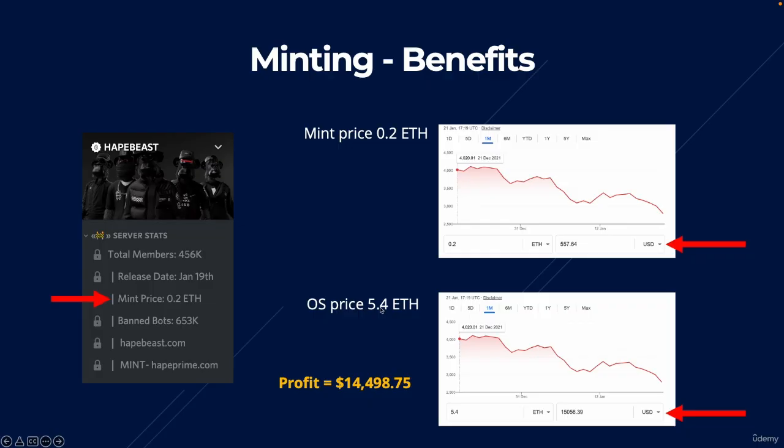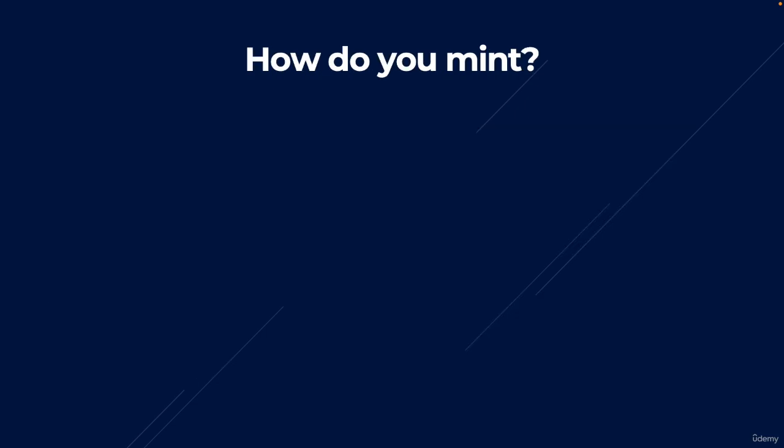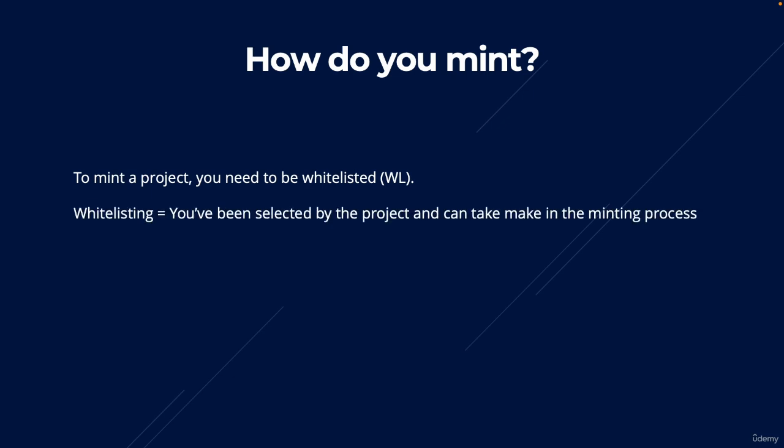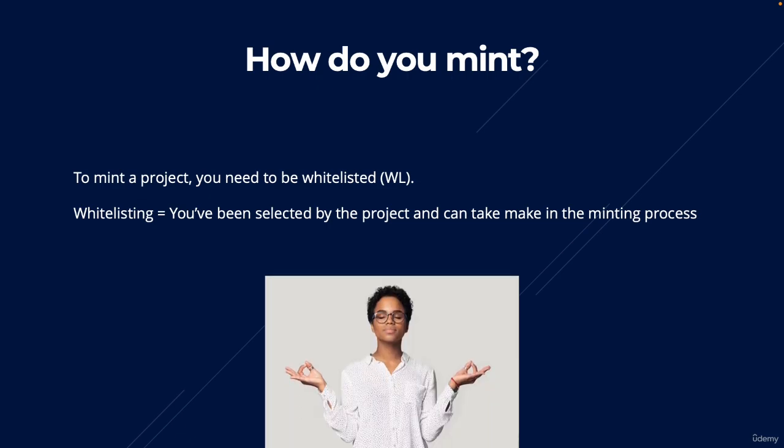You're probably wondering, well, this is all great. I understand I need to mint projects I'm interested in. However, how do I mint? No worries, as that is literally the next question everyone asks. Well, to mint a project, you need to be what we call whitelisted, also known as WL. Whitelisted basically means you have been selected by that project and you can take part in the minting process. Now, bear with me as you're probably wondering, well, great, but what is whitelisting? You're explaining something with something else.